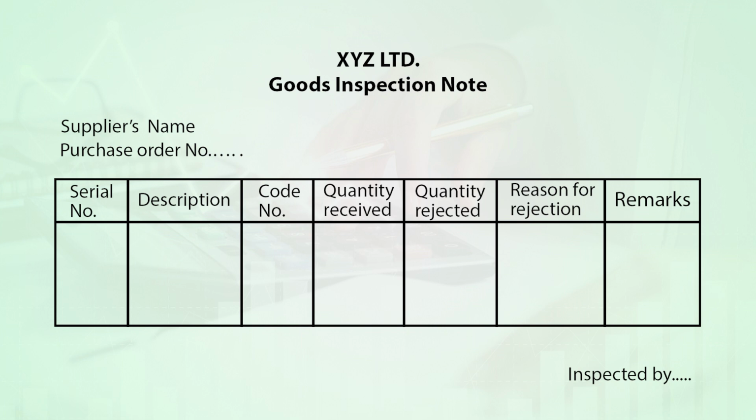On the left hand side, the supplier's name is recorded and the purchase order number is recorded. It has 7 columns, that is serial number, description, code number, quantity received, quantity rejected, reasons for rejection and remarks if any, and it is to be signed by the person authorized to inspect, that is inspected by so and so person of XYZ Limited.